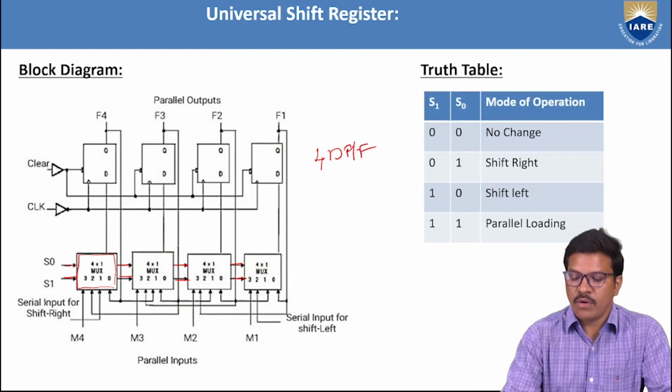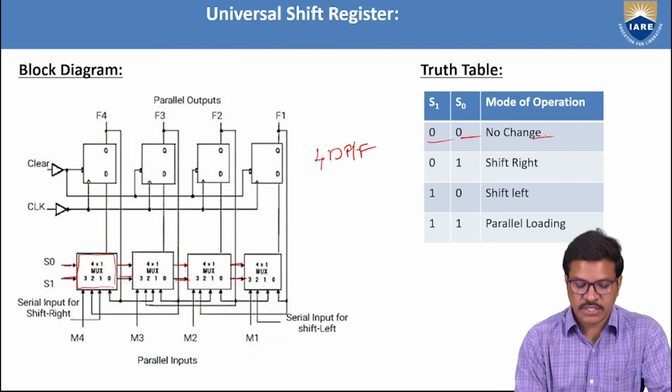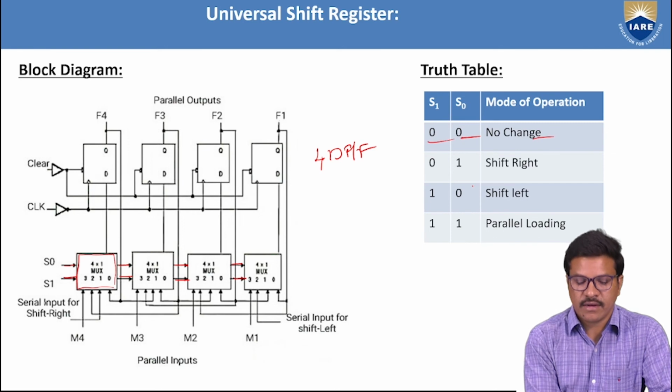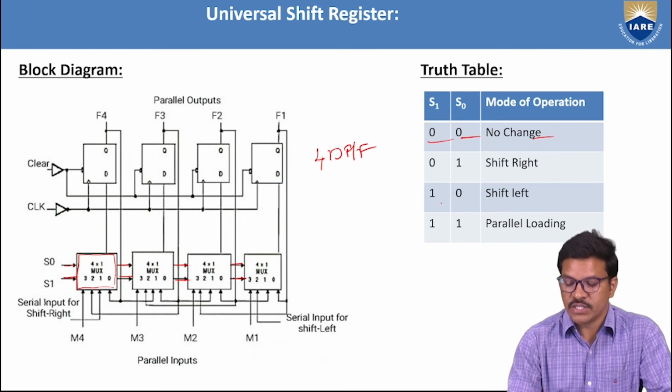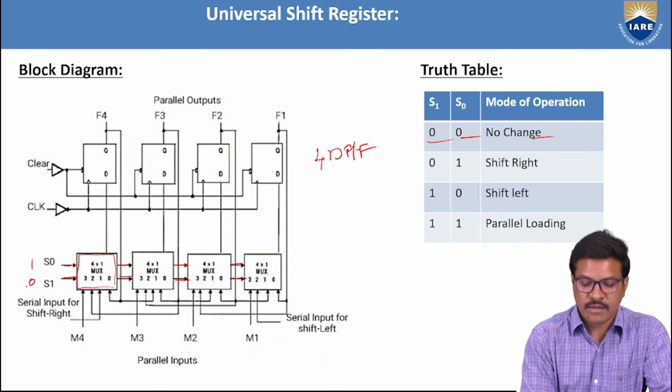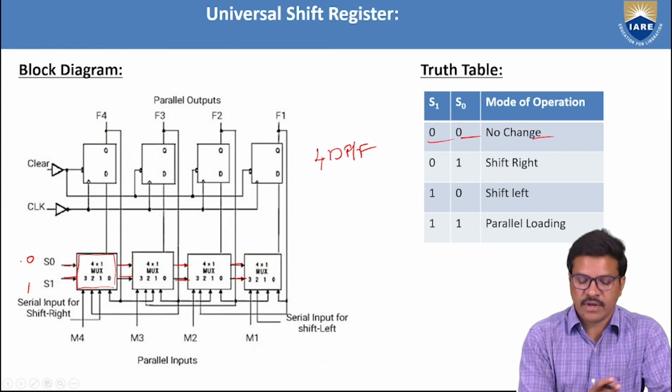This is the truth table. When the inputs are 0, 0, there is no change. When 0, 1, it is shift right of this universal shift register. 1, 0 of the select lines. Sorry, 1, 0 means S1 is 1, S0 is 0. It is like a shift left.